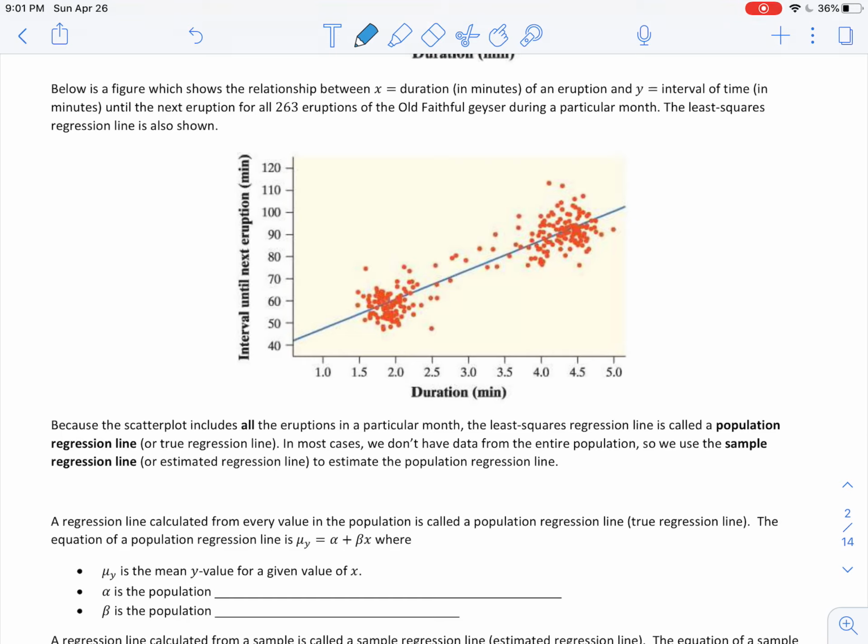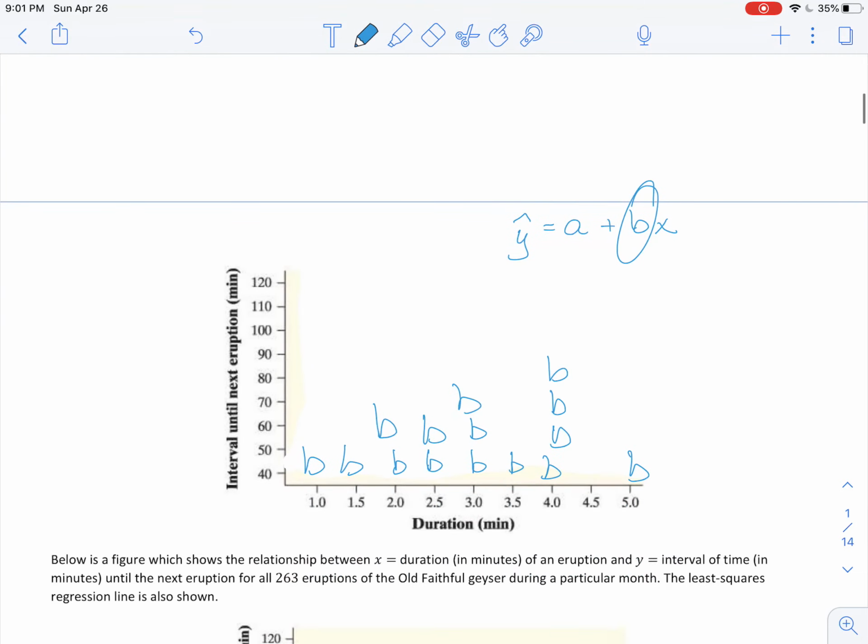So what we have below this, though, is not based off of a sample. This is a figure showing this exact same relationship, the relationship between the duration of eruptions of Old Faithful and the interval of time in minutes until the next eruption. And now this is for all 263 eruptions during a particular month. So since this is all of them, this is the true regression line, which is what's down here, sometimes called the population regression line. You usually don't have that for an entire population. That's why we rely on the sample regression line.